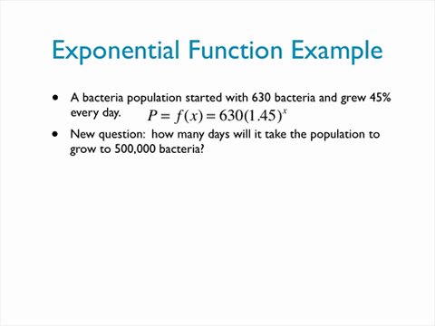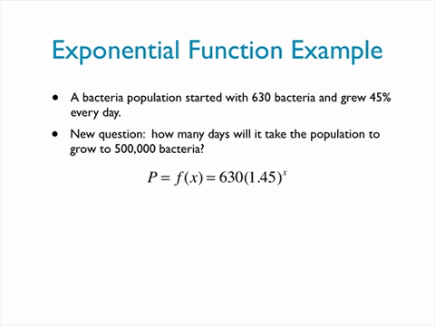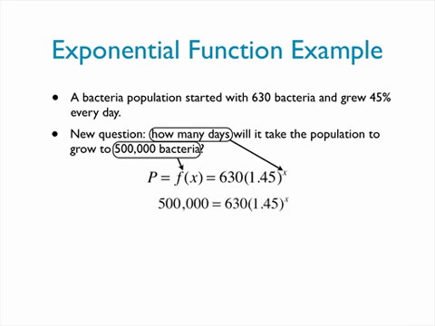Same situation, same function, new question. How many days will it take the population to grow to 500,000 bacteria? So now, the 500,000. Is that x? What's the 500,000? P, right? Or the output of the function. So now we know the output of this function, and we're asking about what the input is. Okay, so we can put that 500,000 in for the output, and we're asking what x is.